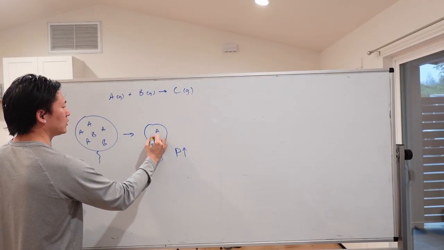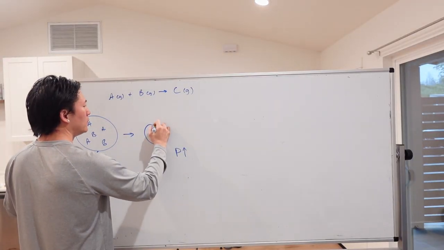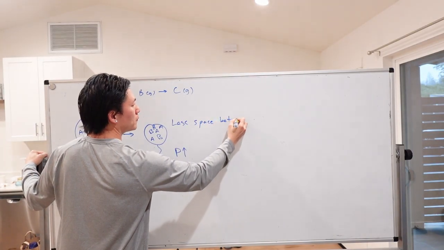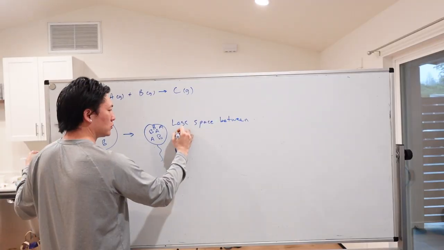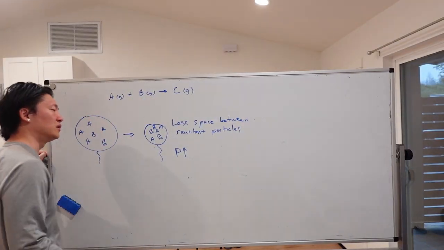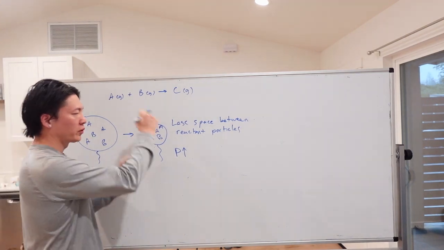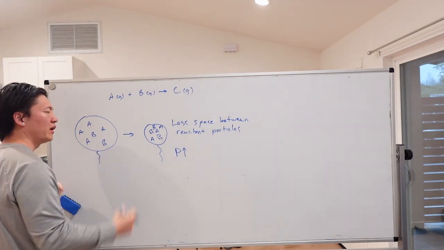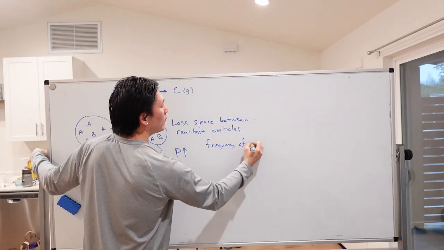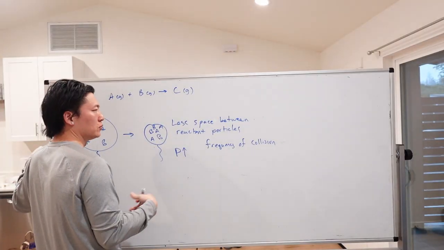If I increase the pressure by doing this, what you will see is there's less space between reactant particles. What does this mean? This means there's more likely to be more collisions, because these things are moving around, bouncing off of the walls and hitting each other. So the frequency of collisions also increases. And again, this is the frequency of collisions between reactant particles.